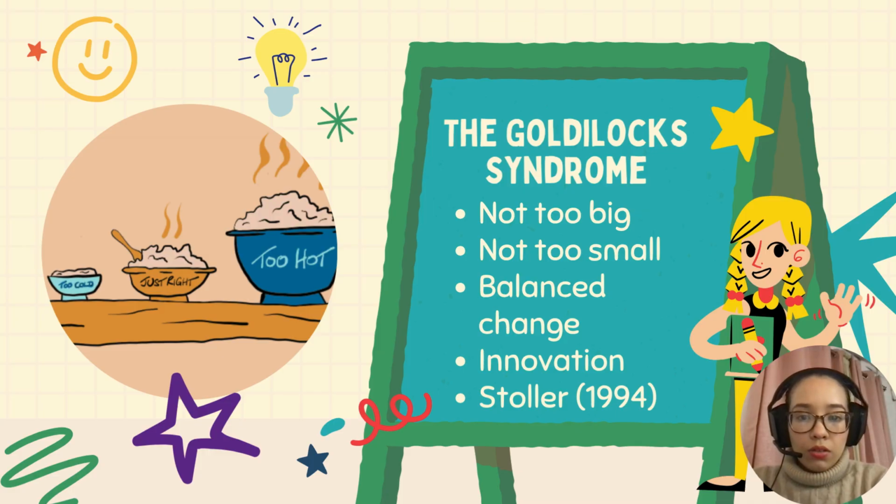The Goldilocks syndrome refers to the idea that curriculum change should be of a medium size. If the change is too small, people may not see it as a real innovation or may not support it. If it is too large, people may feel overwhelmed and resist it. According to Stoller, successful change should be just right, noticeable and meaningful, but not so difficult that teachers and learners cannot manage it.